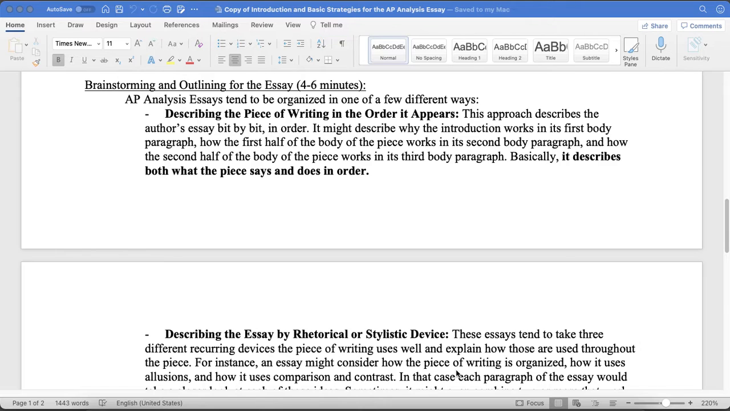One of it is describing the piece of writing in the order that it appears. So, one of the things that you can do is you can divide up the piece into phases. So, perhaps there's an introductory phase where the first couple, 3 paragraphs are just about setting up everything to come. Then maybe there's a second phase, which is the half of the rest of the piece, where he goes through a certain idea.